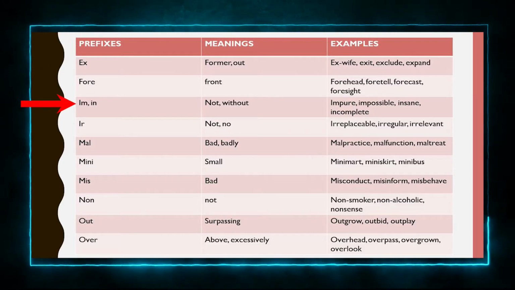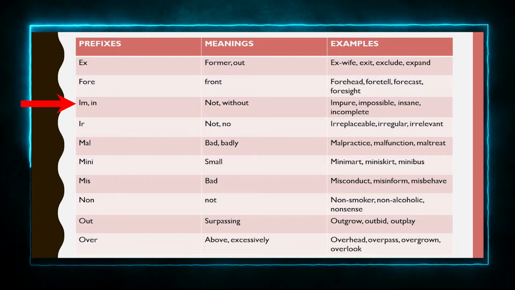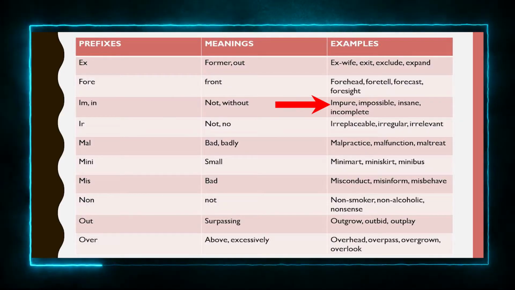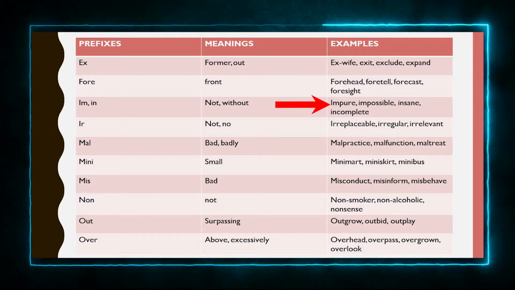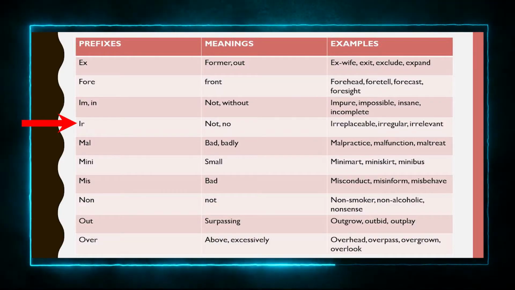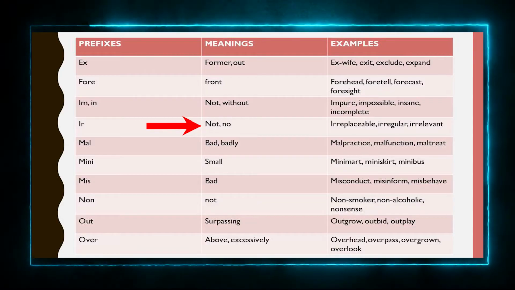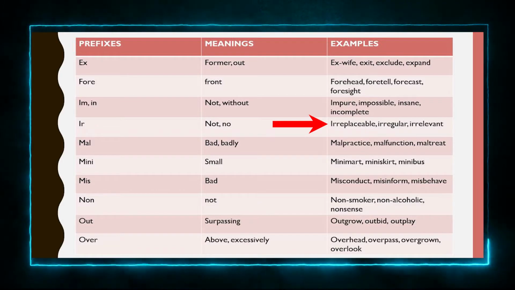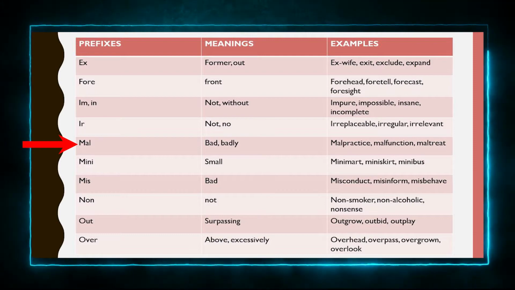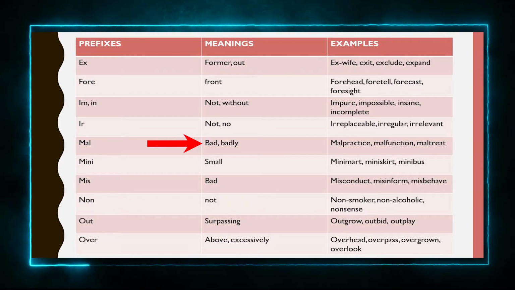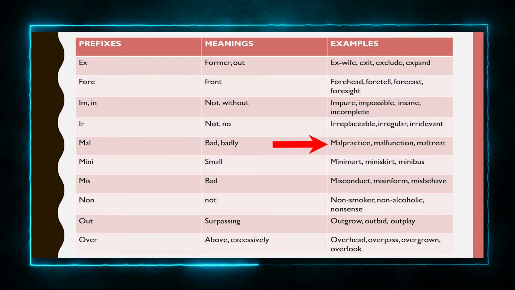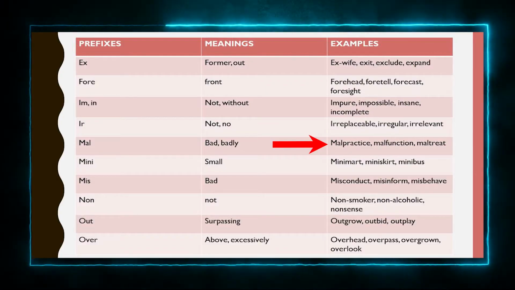Also, we can have im or in, which both mean not or without. Examples might include impure or impossible, or insane, or incomplete. There is also the prefix ir, which means not or no. And we might have words such as irreplaceable, irregular, and irrelevant. The prefix mal means bad or badly. And you can find words such as malpractice, malfunction, and maltreat as words making use of this prefix.